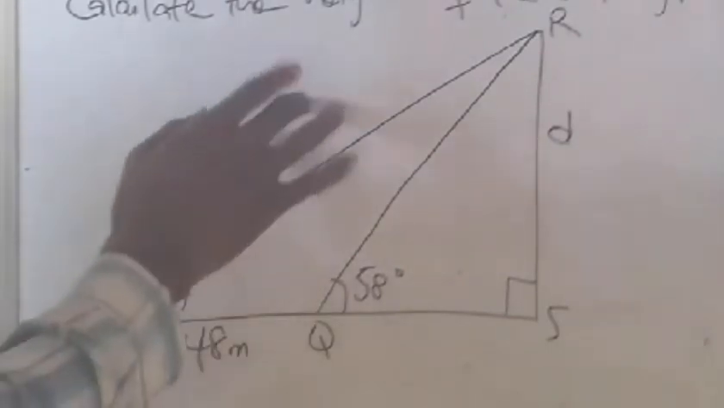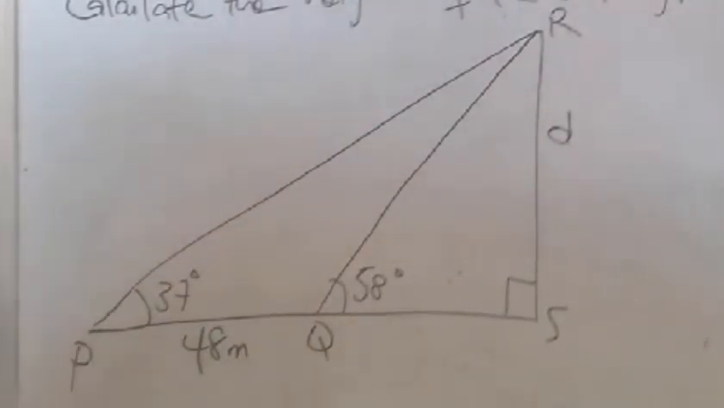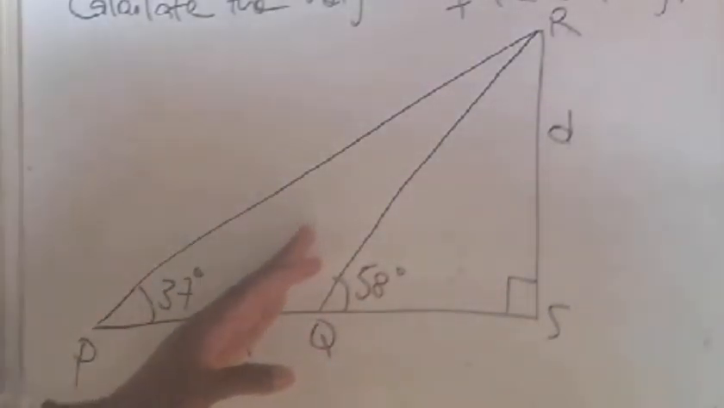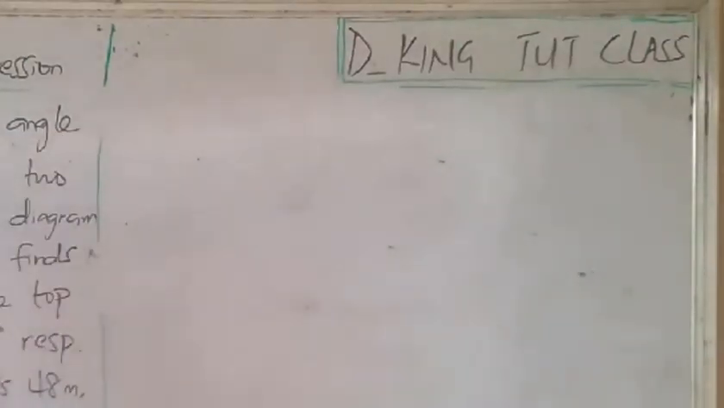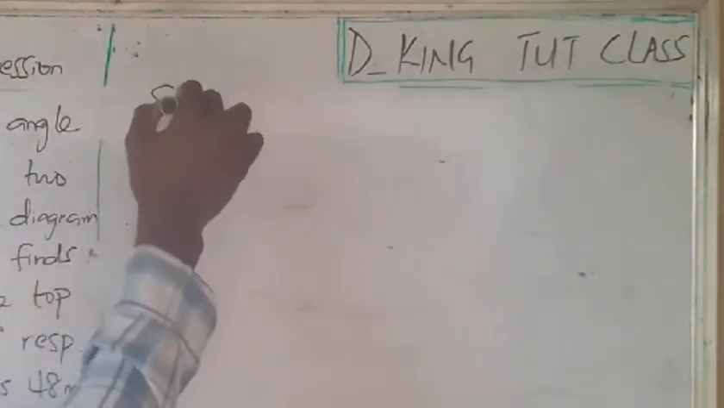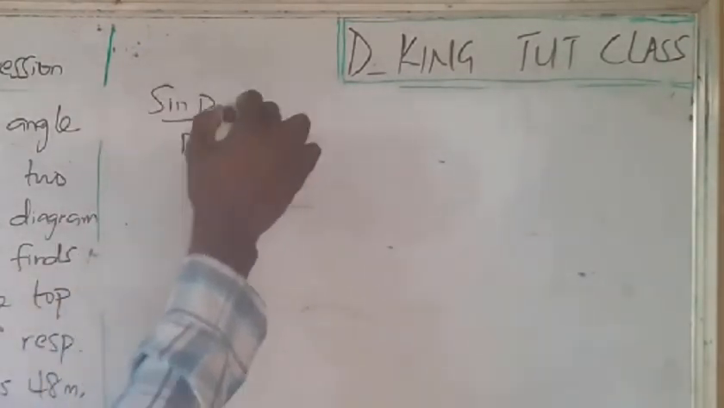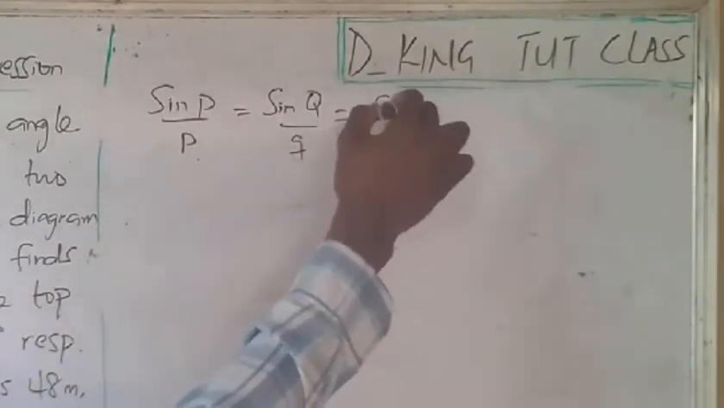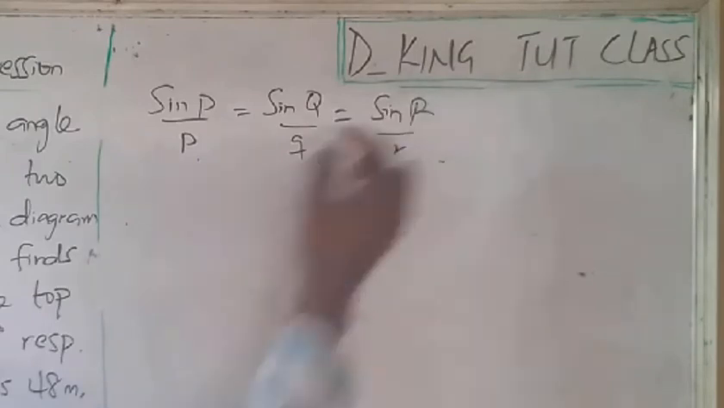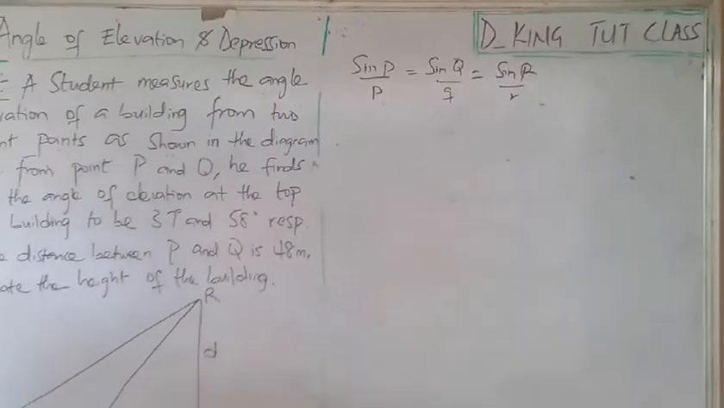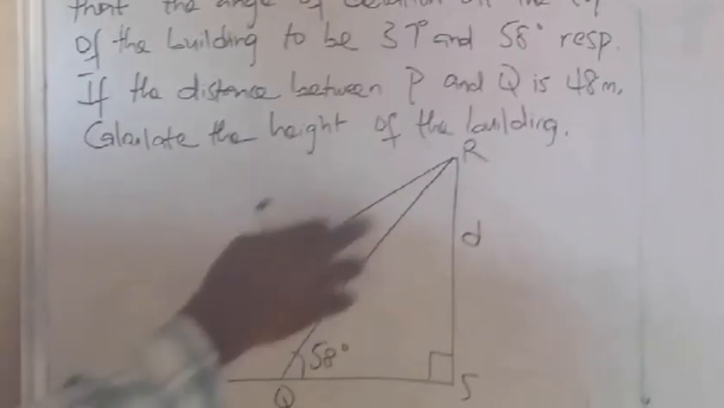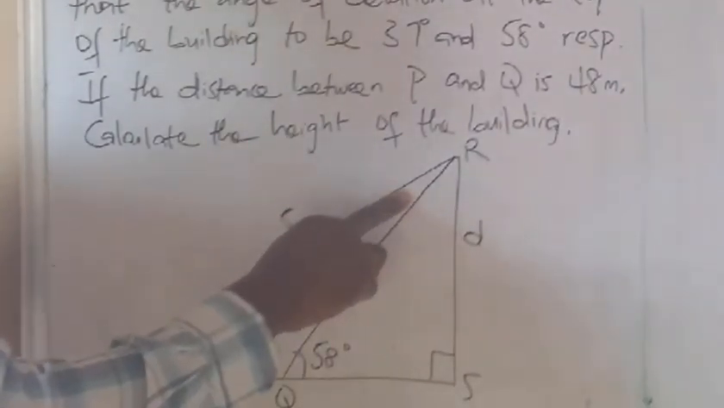But let's go with this. I have to get this side first. To get this side first, I'm going to use the sine rule. For triangle PQR, we have sine P over small p equals sine Q over small q equals sine R over small r.